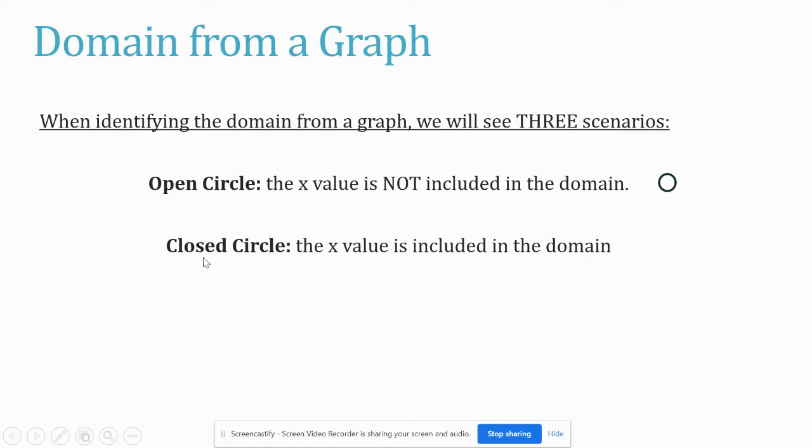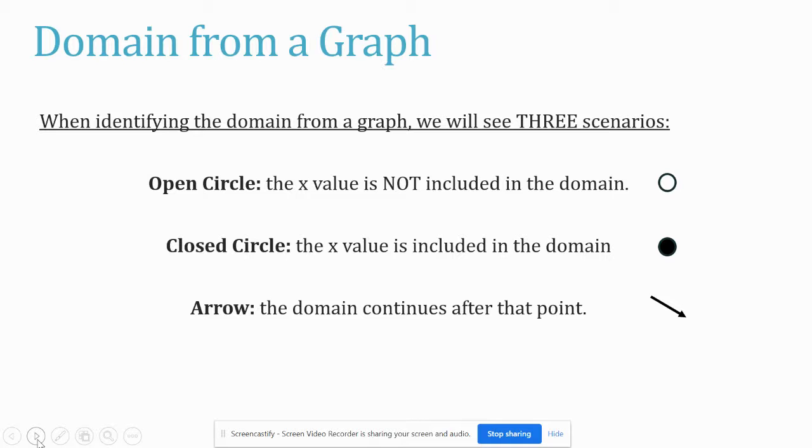Then we have a closed circle. That means the x value is included in the domain. Also, if there is no open or closed circle, it's safe to assume that it's a closed circle, that that value is included in the domain. And we'll see either a closed circle or no circle. Okay, and then the last one is an arrow. That means that it's going to continue. We know what an arrow looks like. That means that that domain is going to just continue on and on past what we can see on the graph.